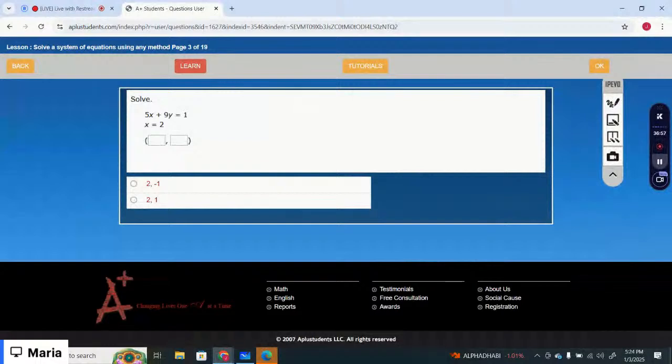5x plus 9y equals 1. Now, if you look at this equation, the easiest method to use is the augmented matrices method, right? Or you already have the value of the one variable. You don't have to use the augmented matrices method. You can use a substitution method because you already have the value of one variable, that is x.